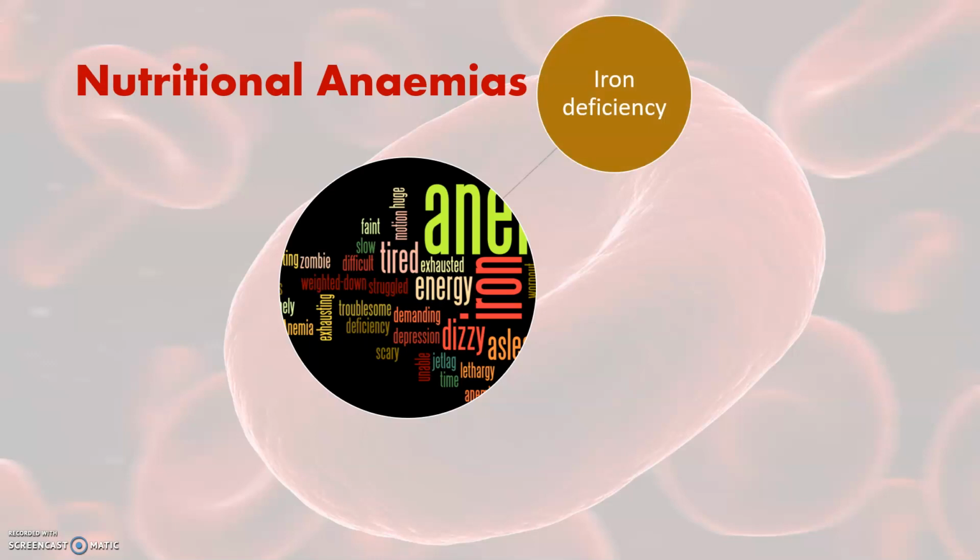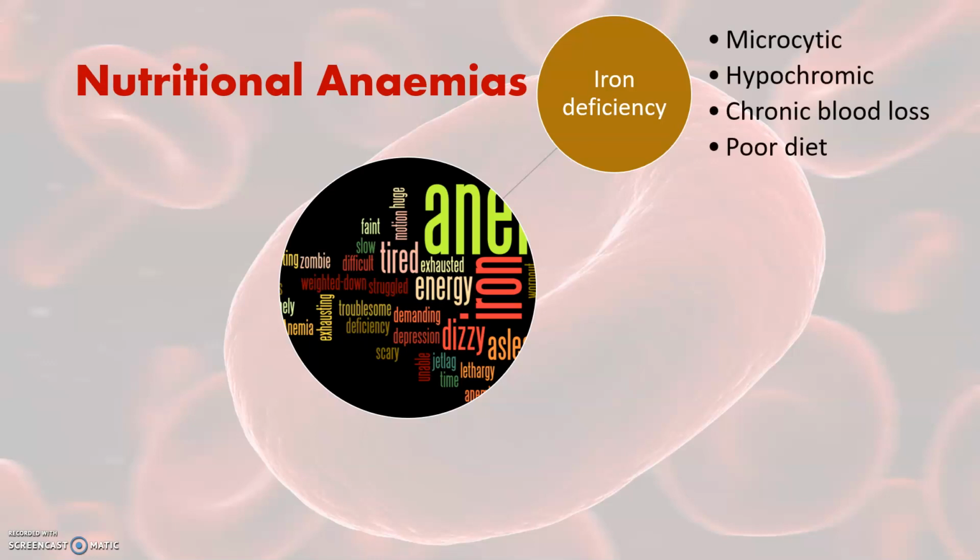I'm not going to go into great detail, but I'll just give a brief outline of each of the common ones. So, iron deficiency is a microcytic hypochromic anemia, often due to chronic slow blood loss, but can also be contributed to by poor diet, a diet low in iron.